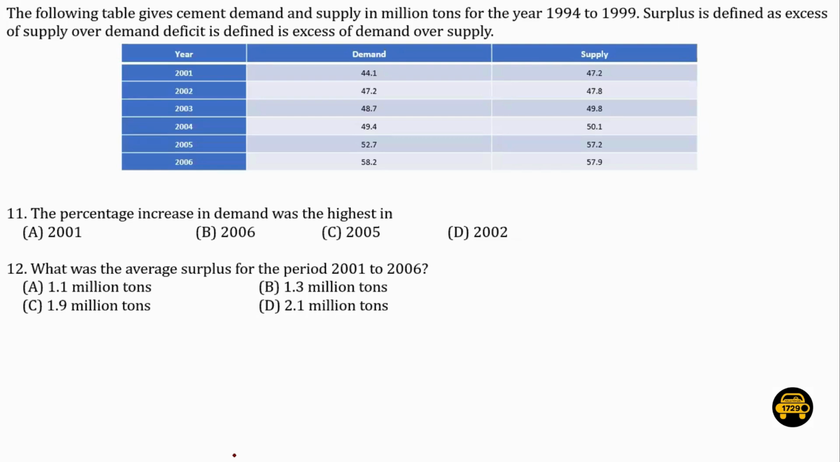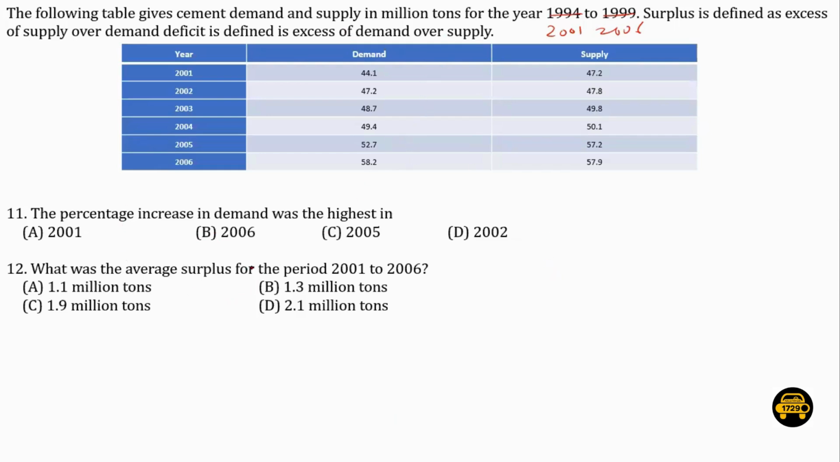So we have data from 2001 to 2006. That doesn't matter, it's basically a typing mistake here. It should be 2001 to 2006. Now, surplus is defined as excess of supply over demand, while deficit is defined as excess of demand over supply. So, if supply is more and demand is less, it's called surplus. And if demand is more and supply is less, it's called deficit. So we have the information now.